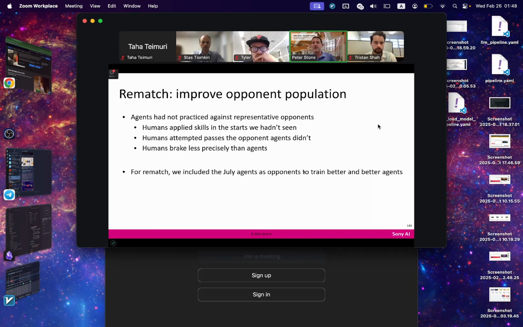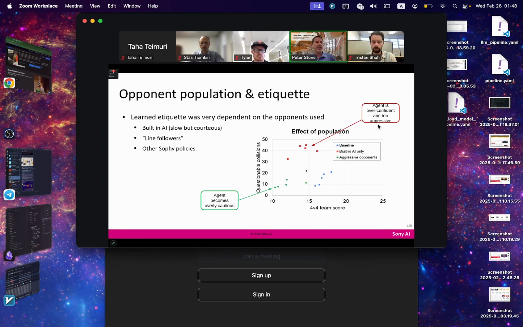So agents in the July race hadn't practiced against representative opponents. They hadn't really practiced against people. They'd only practiced against the built-in AIs. And so for the rematch, we included the July agents, and that made a big difference. There were higher quality agents to train against.